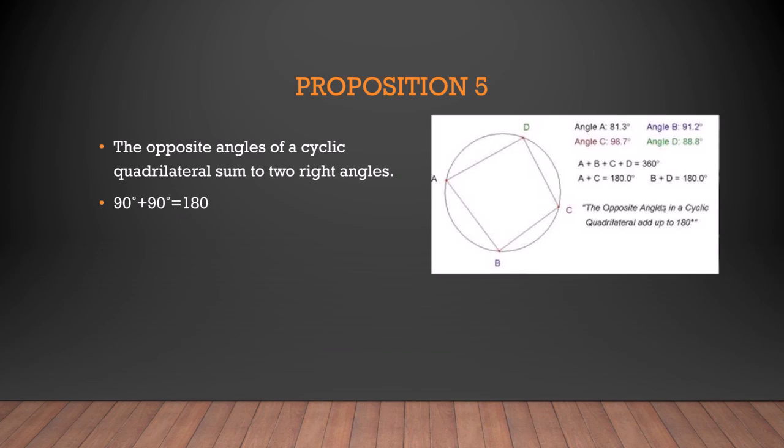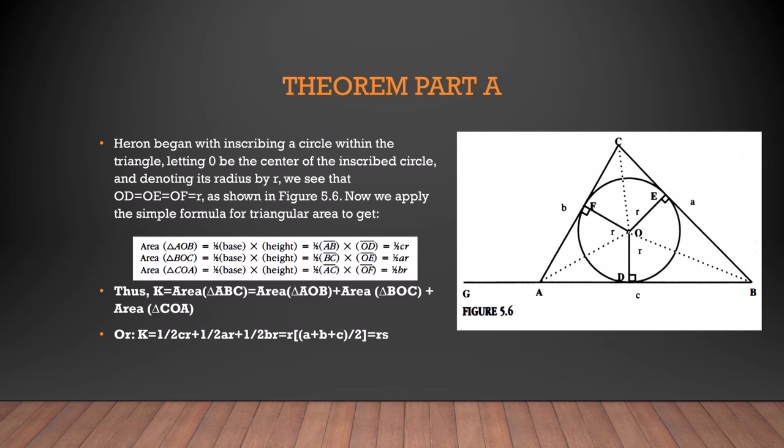Proposition 5 is a lot shorter, and going off the image to the right, it states that the opposite angles of a cyclic quadrilateral sum to 2 right angles, which is 90 plus 90 equals 180. Now into the theorem, part A. It's broken into 3 parts.